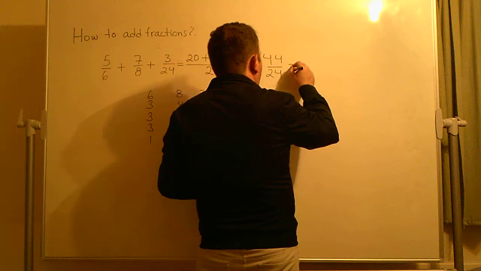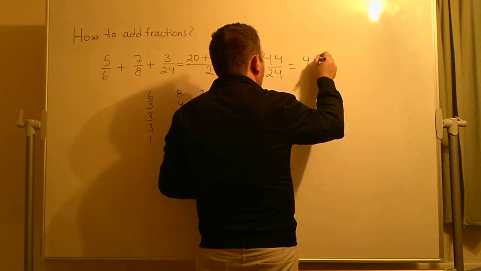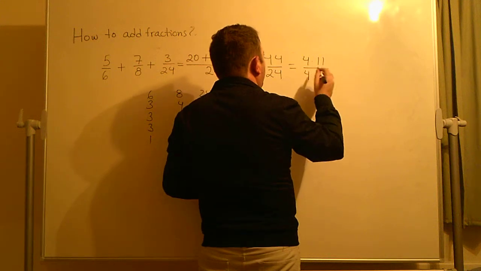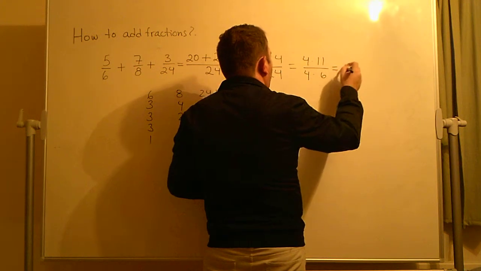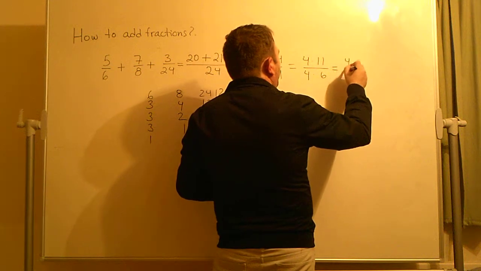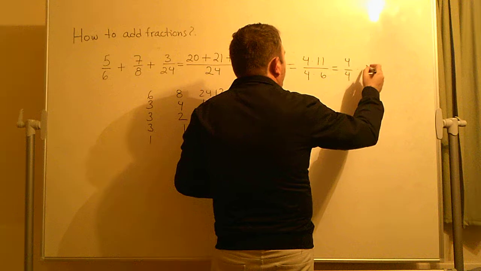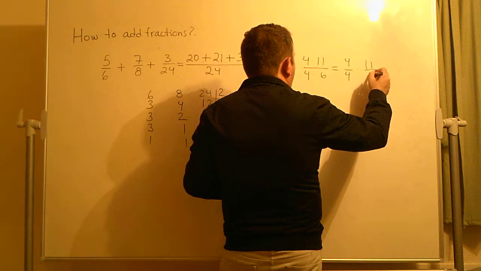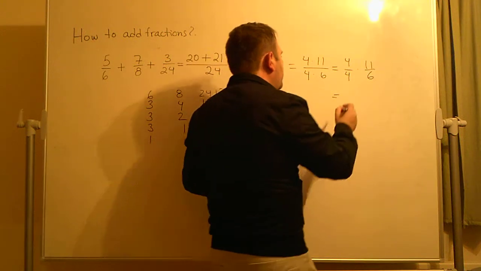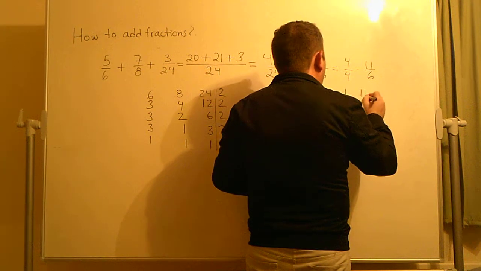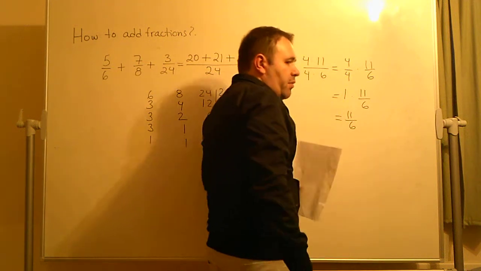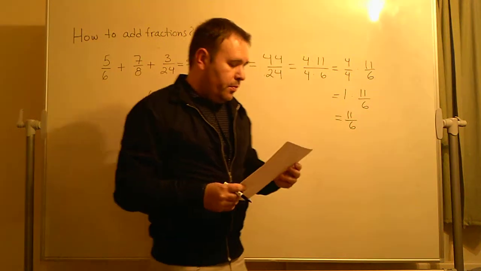Now, 44 is equal to 4 times 11, and 24 is equal to 4 times 6. Now, we're going to split up this fraction into two new ones, and then we have 4 divided by 4 times 11 divided by 6. Then 4 divided by 4 is 1, so we would have 1 times 11 sixths. And then the final result would be 11 sixths. Okay?